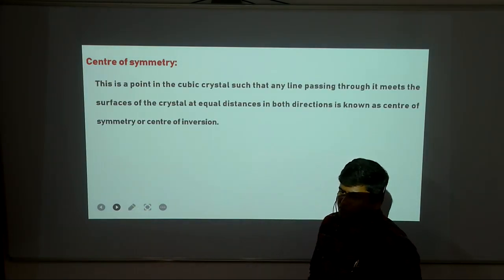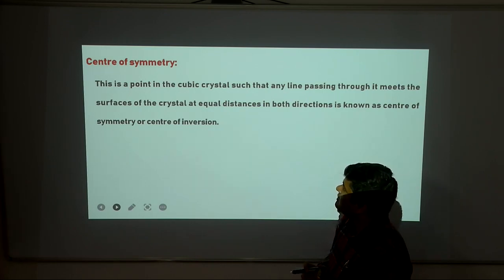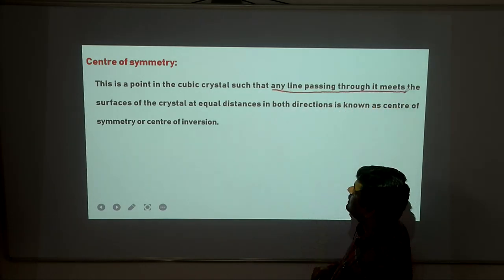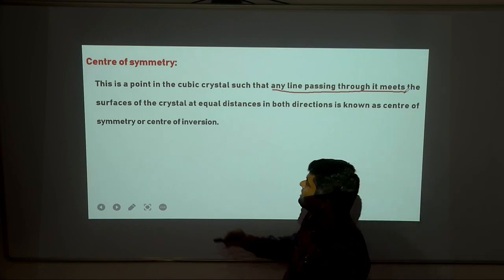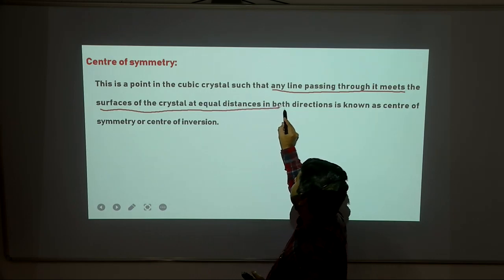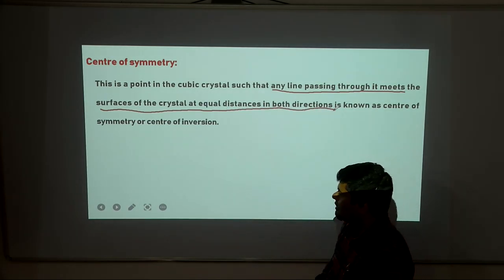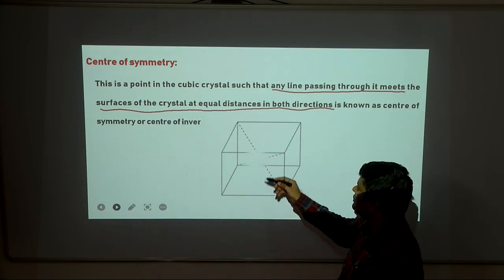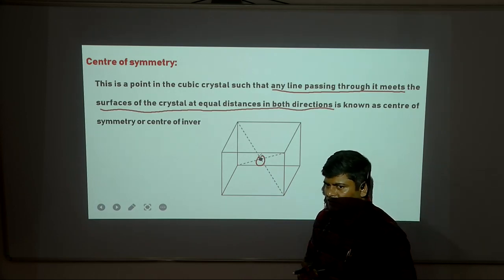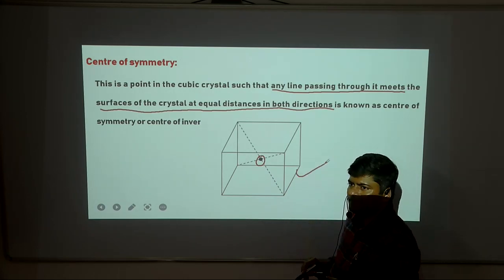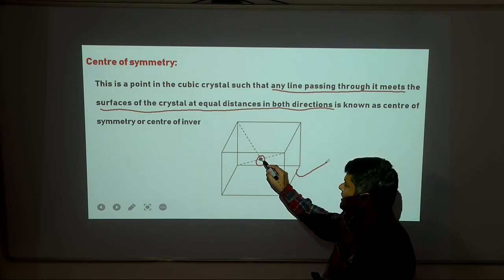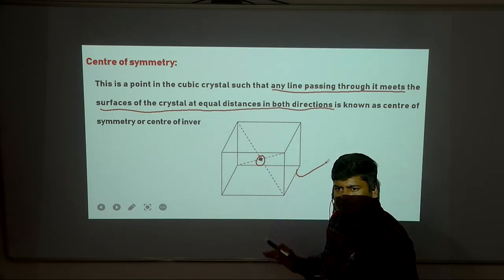Center of symmetry is an imaginary point such that any line passing through this point meets the surfaces of the crystal at equal distances in both directions. Over here you can see this is the center of symmetry, which is a point. This is the cubic crystal structure system, where this point is a body centered point, and it is the center of symmetry of this cubic crystal structure system.